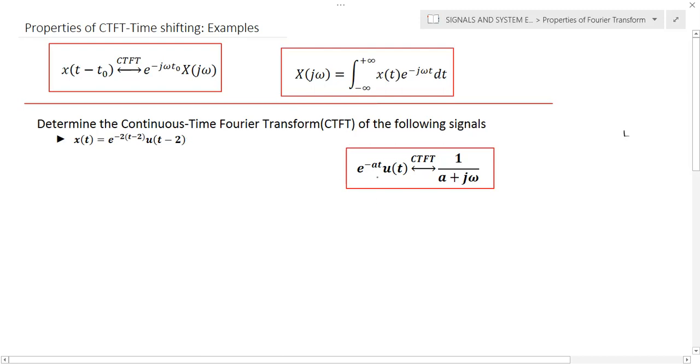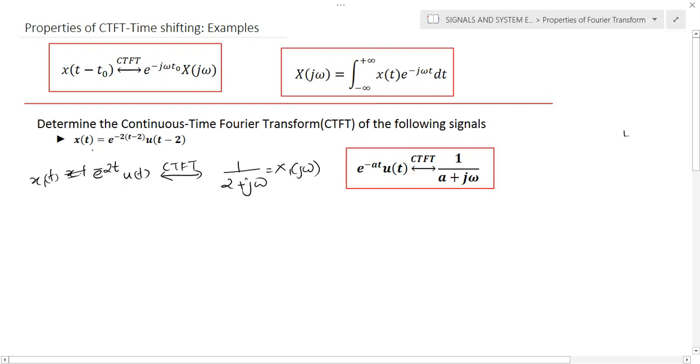We know from the previous lecture that the Fourier transform of e raised to minus a t into u of t is 1 by a plus j omega. By using this particular result, you can say that for a signal e raised to minus 2t into u of t, its continuous time Fourier transform can be written as 1 by 2 plus j omega. So this is a signal. For example, assume that this is a signal x1 of t and this is its transform x1 of j omega.